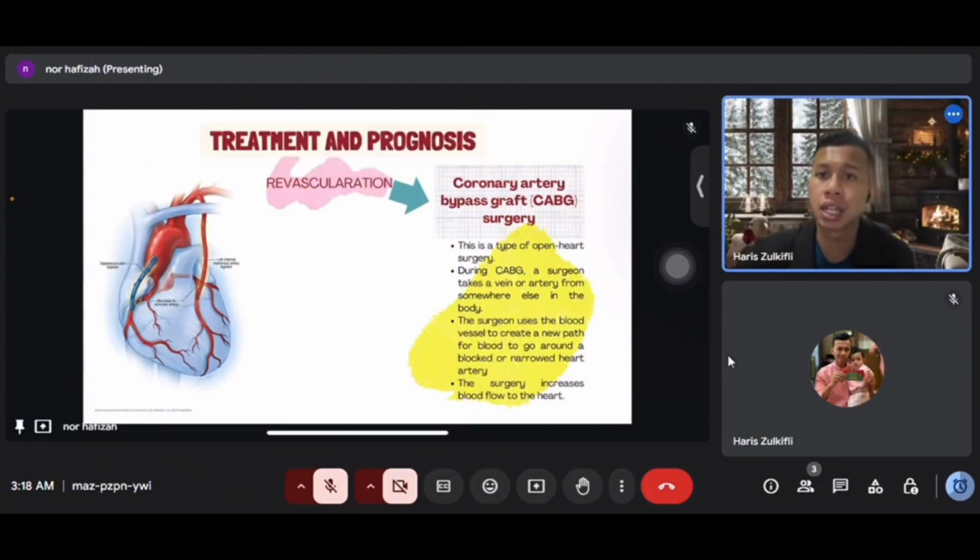Okay, next, as you can see on the left image, it is a coronary artery bypass graft, also known as CABG. This is a type of open heart surgery. During a CABG, a surgeon takes a vein or artery from somewhere else in the body. The surgeon uses the blood vessel to create a new path for blood to go around a blocked or narrow heart artery. The surgery increases the blood flow to the heart.